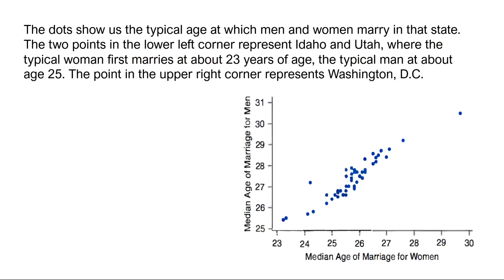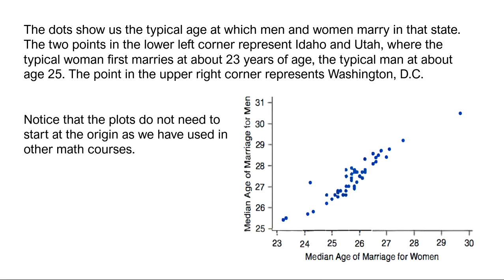So the dots are showing us the typical age where men and women marry in each state. We know from what we've been told that the bottom two points in the left corner, down near the origin, are the points for both Utah and Idaho, and they represent typically a 23-year-old woman and a 25-year-old man. That's about when people typically marry in Idaho and Utah. We also have the point for Washington, D.C., which is the upper right-hand corner. And there we're looking at probably 30 or 31 as about the time that both men and women marry.